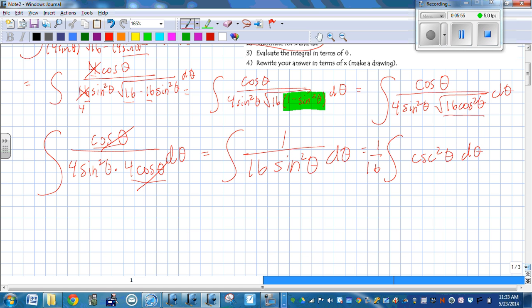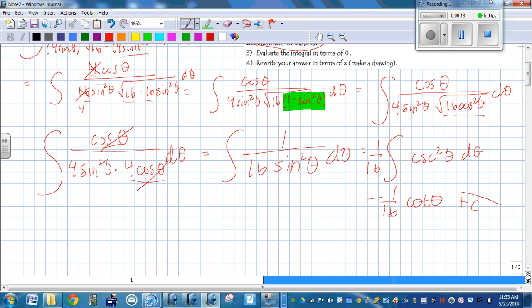And this is the last step of this part. If you're going to take the antiderivative of cosecant squared, it's negative cotangent theta. So got to put the negative out in front: negative 1/16 cotangent theta. And don't forget the C.